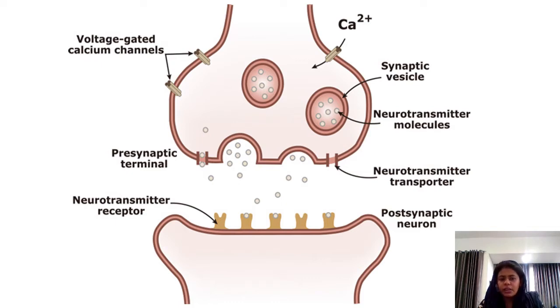In a synapse, we can see that two axons are present. One is called the presynaptic terminal or presynaptic neuron, and the other is called the postsynaptic neuron. The impulses travel from the presynaptic to the postsynaptic neuron, and the gap between these two is called the synaptic junction or synapse.